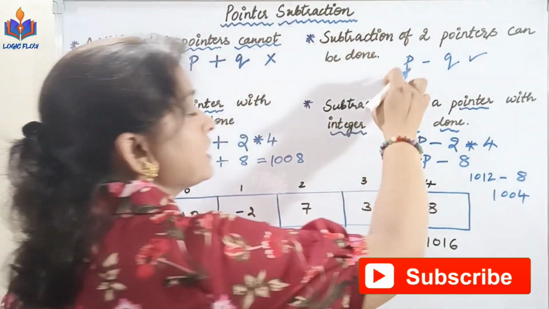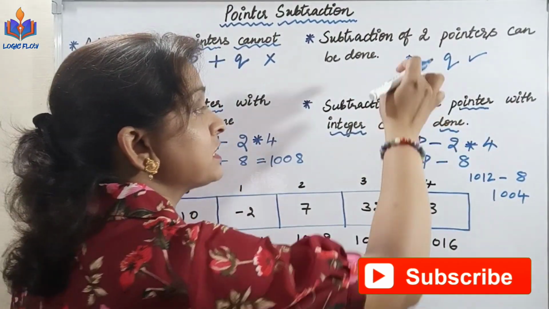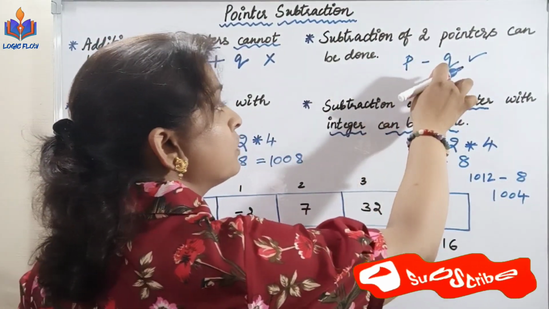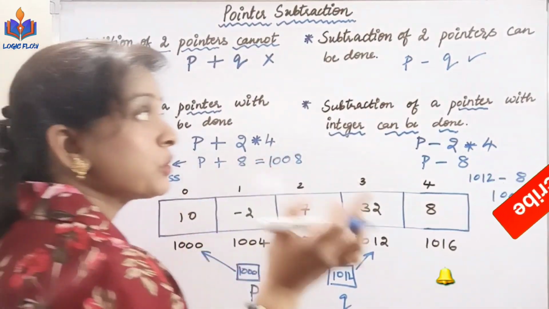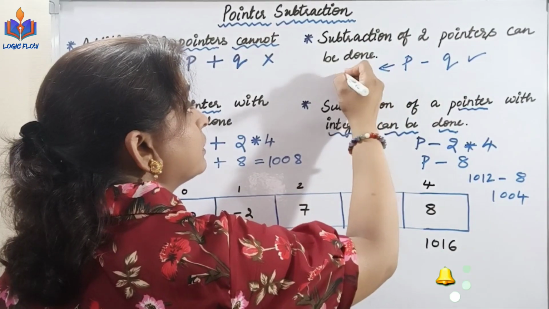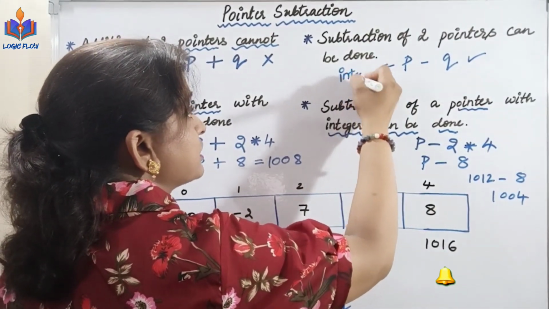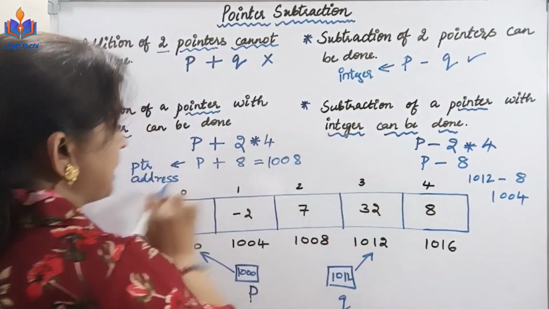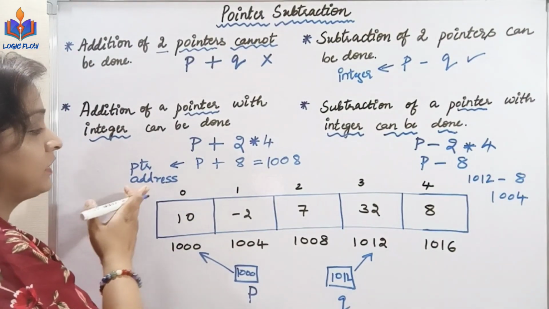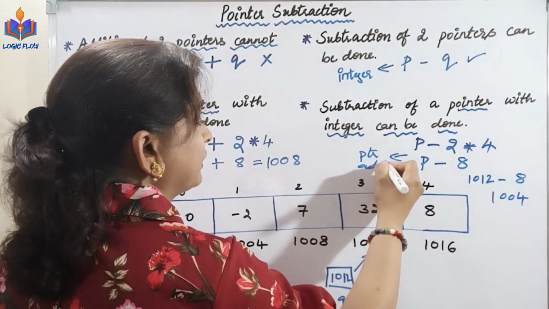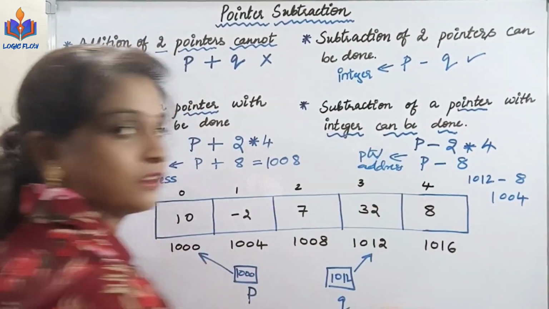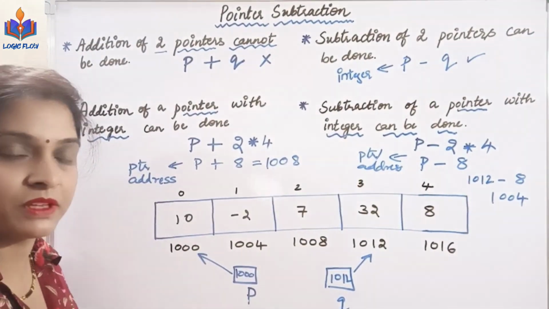But when I say subtraction of two pointers can be done, that is, P minus Q can be done, whereas P plus Q you can't do, it is going to return an integer. In the other case, we return a pointer, that is, an address. A pointer is nothing but an address, right?